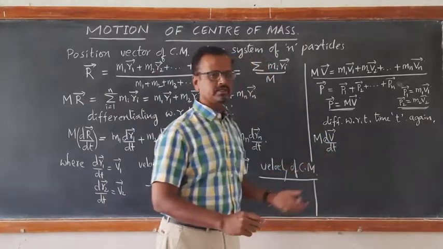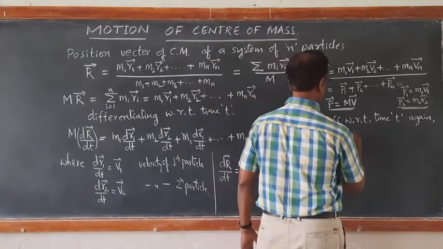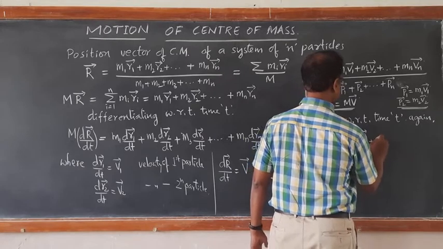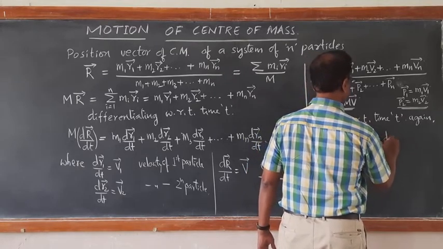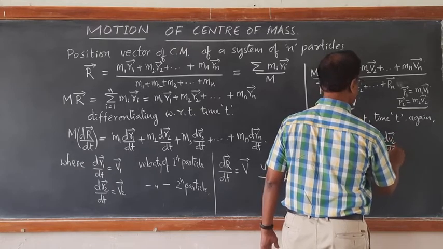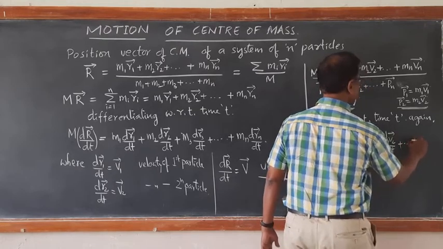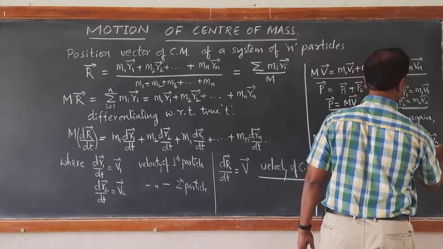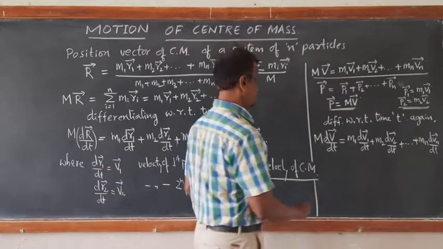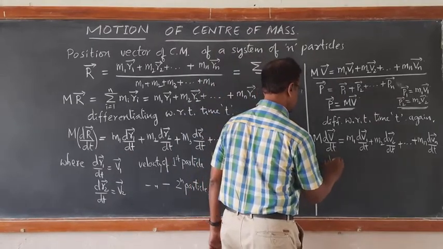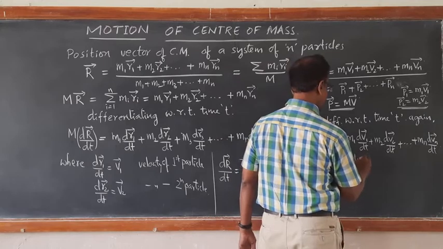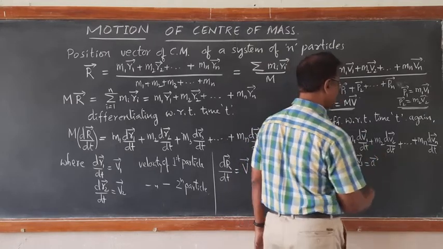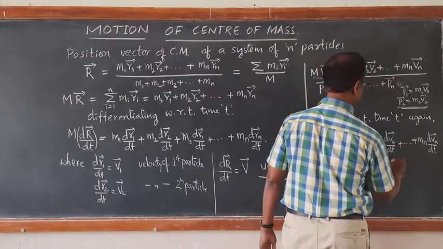Rate of change of velocity is equal to m1 dv1 by dt plus m2 dv2 by dt plus and so on mn dvn by dt, where dv1 by dt is acceleration a1 of first particle.